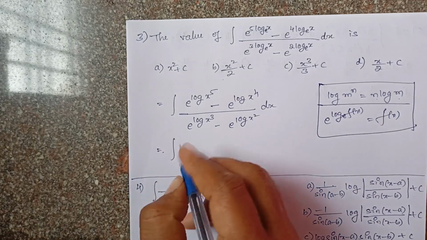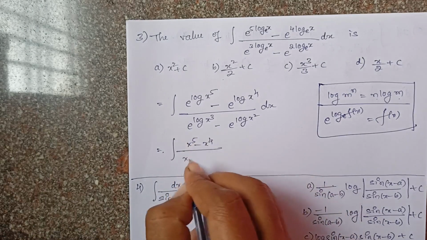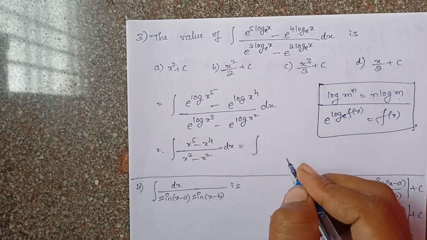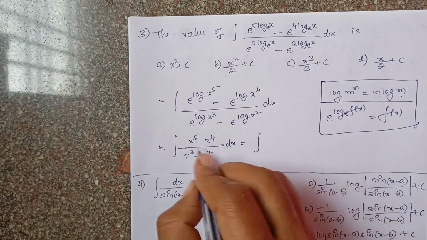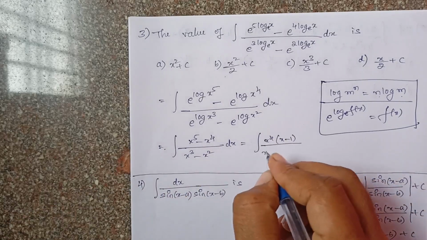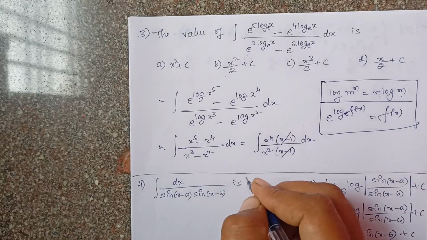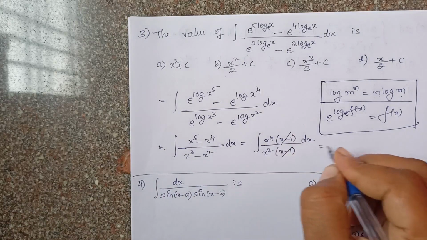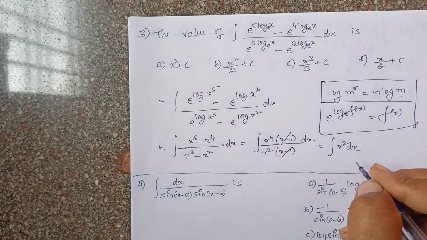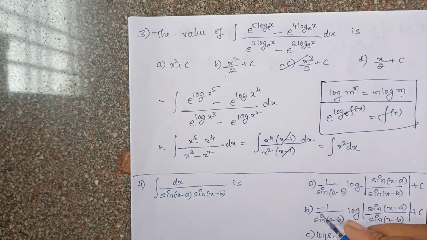Okay, so now this is the integration of (x^5 - x^4)/(x^3 - x^2) dx. This is equal to the integration of, what is common here, x^4 is common, x^4 times (x - 1), in the denominator x^2 is common, x^2 times (x - 1), dx. The (x - 1) cancels, two times x cancels, x^2 is left out, x^2 with respect to x. What is the integration of x^2? x^3 by 3. Option C is correct.